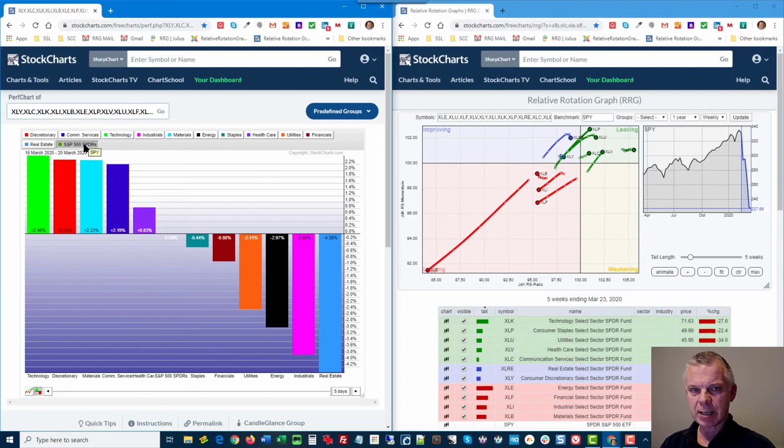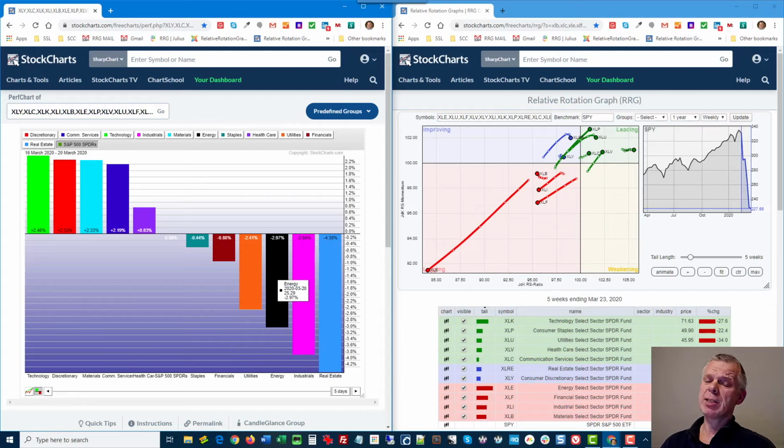If we do that relative to the S&P 500, we see technology, discretionary, materials, communication services sort of outperforming, which means that it probably was a good week because these are high beta sectors doing really well. So we see the low beta stuff, utilities, industrials, real estate.